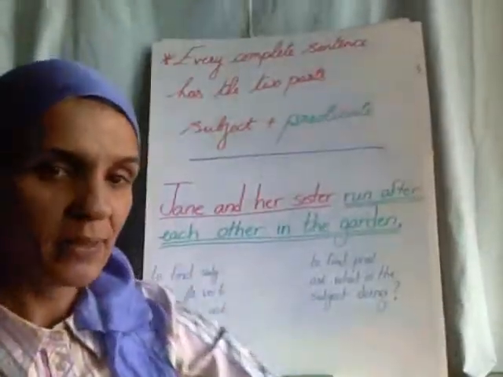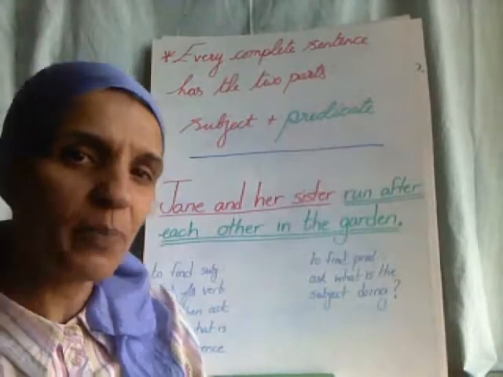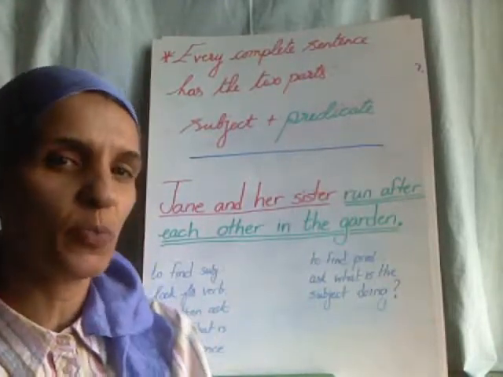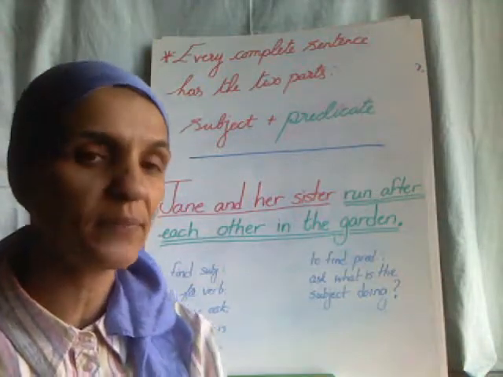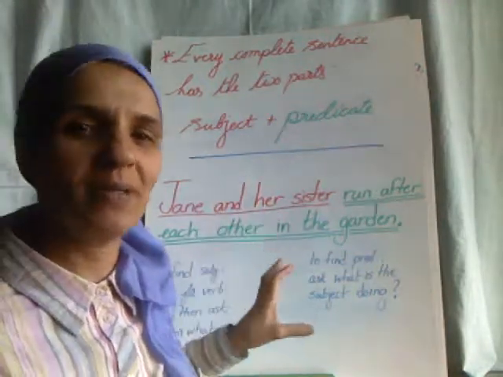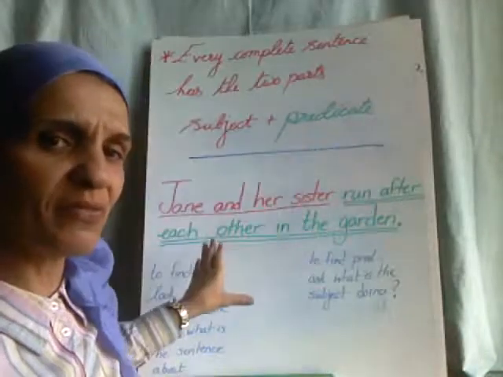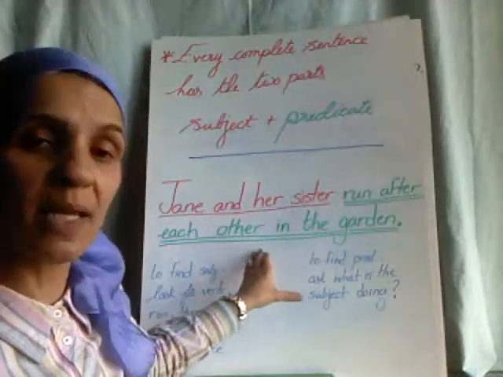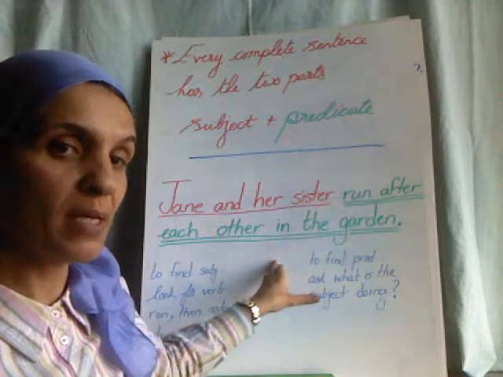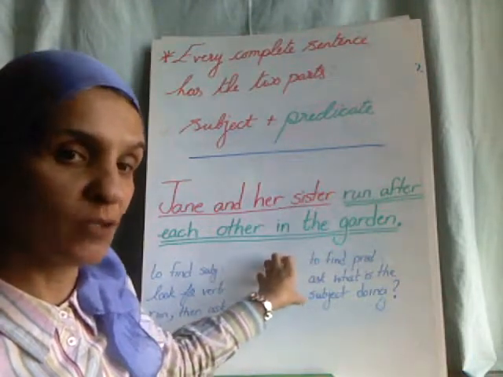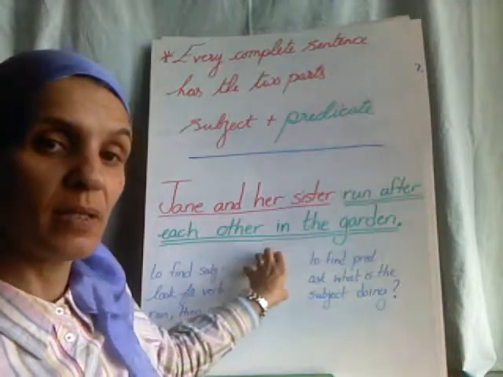Take it as a rule that every complete sentence has two parts. It has a subject and a predicate. I've written the word subject in red and the word predicate in green, and then I've gone ahead and written an example using those two colors so that you can see it visually. Your complete sentence contains the two parts.